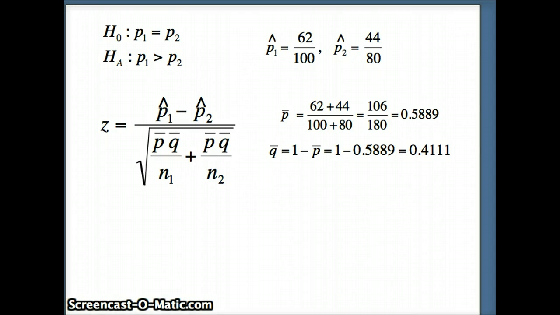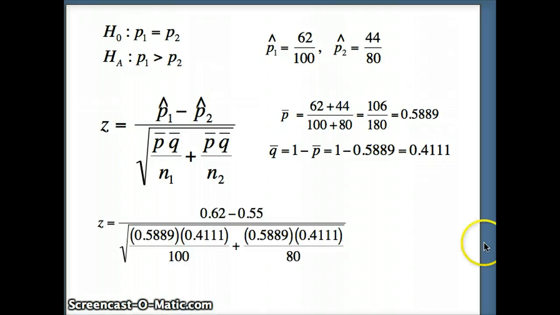So making our substitutions, P1 hat, 62 over 100, will be 0.62. It will go in the first slot. P2 hat, 44 out of 80, works out to be 0.55, goes here. P bar Q bar, 0.5889, 0.4111, here, divided by N1, 100. P bar Q bar divided by N2. Now this is a very complicated computation. To do this, I am going to go to Excel.